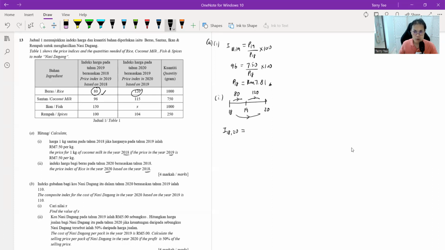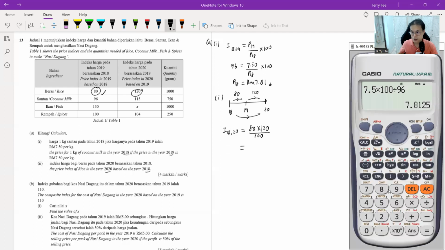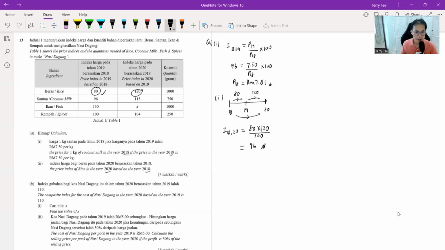So we take these two consecutive indices, we multiply together, divide by 100. In this case, you will get 96. 80 times 120 divided by 100. There you go, 96. Okay, next.